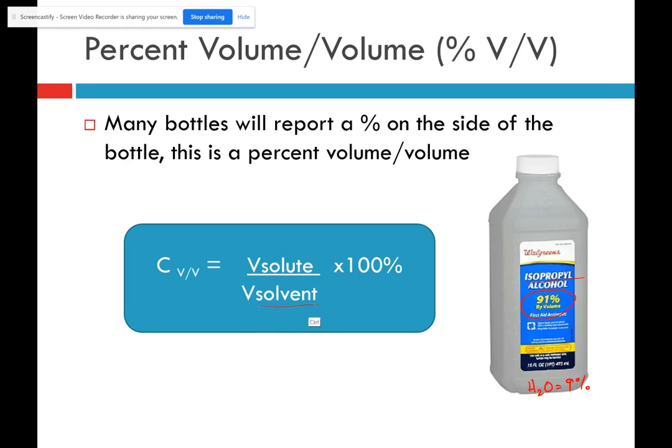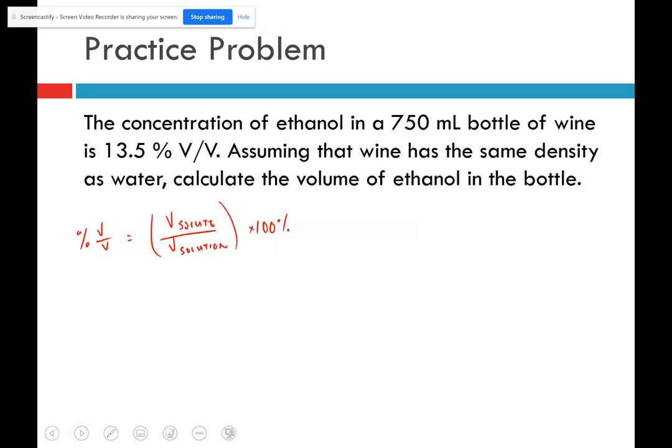Okay, I'm just copying that formula from right here. You can label this as the solvent, or you can also think of this as the total volume of the solution. Both are fine. Okay, so what they're saying is the total solution is 750 milliliters. Okay, I'm going to convert that into liters just because I'm in the habit of doing that. Okay, and it's asking us how much of the ethanol is in it, so we don't actually know the volume of our solute. That's what we're trying to figure out, but we do know that this is 13.5%.